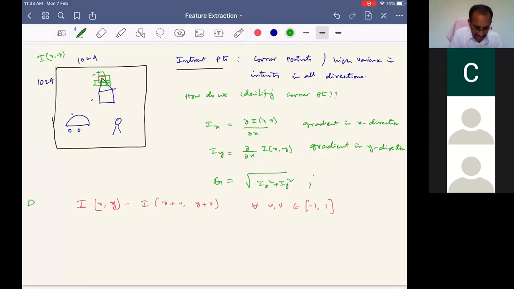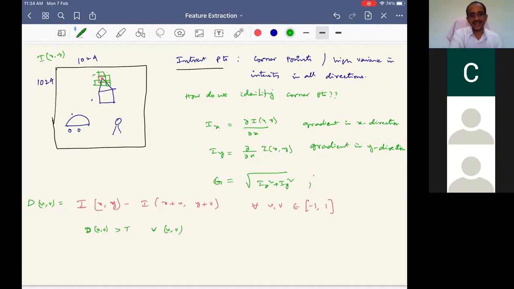That difference is now D of u comma v. I'm just writing the difference in terms of D of u comma v. I will see in all directions. Then what is the next step you said? I have to take the difference, and if the difference is greater than some threshold, in any u comma v or for all u comma v? It has to be greater than the threshold for all u comma v. Then only we say that in all directions, the gradient is high or the variation of intensities is high.